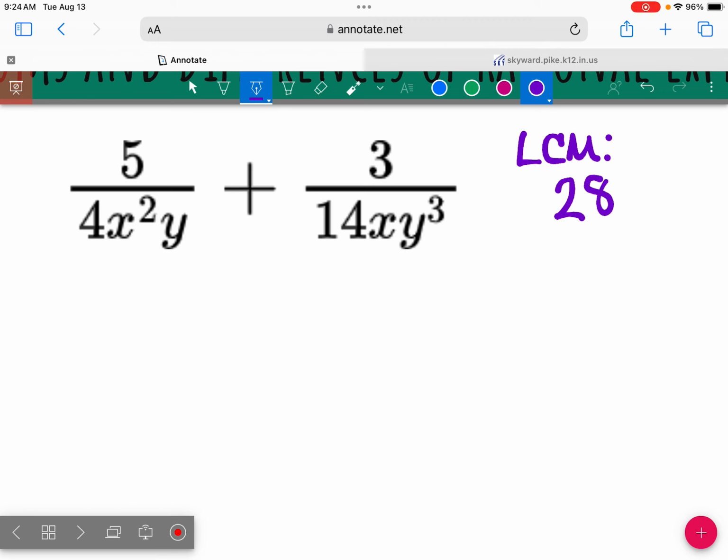28 would be the least common multiple of 4 and 14. x squared and x means we need to have at least an x squared. y and y cubed means we need a y cubed. So 28x squared y cubed is our least common multiple. I highly recommend finding your least common multiple first because that'll make it a lot easier to figure out what we're multiplying by. You can absolutely multiply by whatever the other denominator is. It's a valid strategy. You're just going to have a lot more simplification to do.